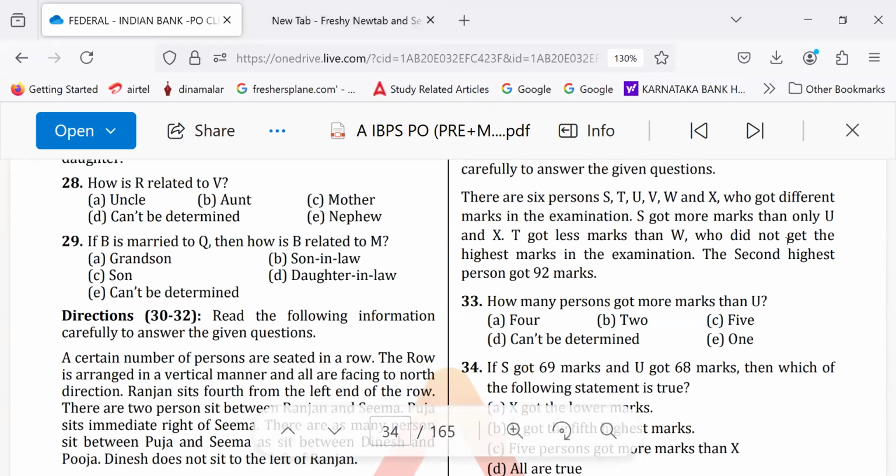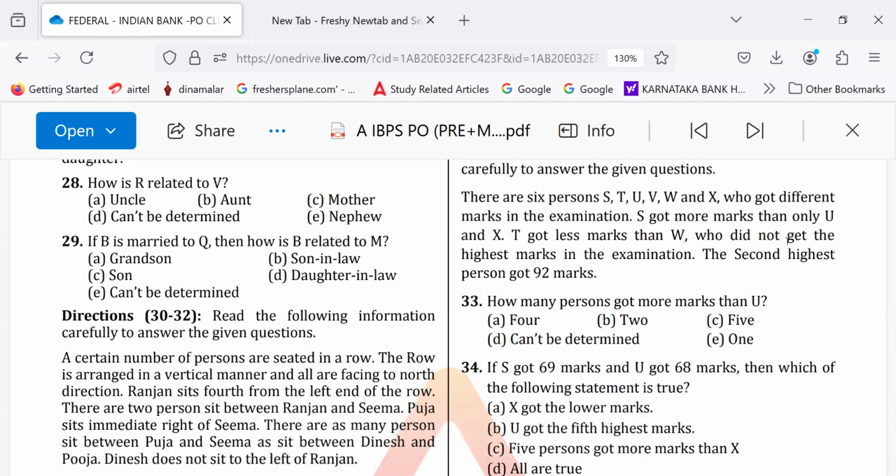There are 6 persons, S, T, U, V, W, and X, who got different marks in the examination. S got more marks than only U and X. T got less marks than W, who did not get the highest mark in the examination. The second highest person got 92 marks. Only this much information.